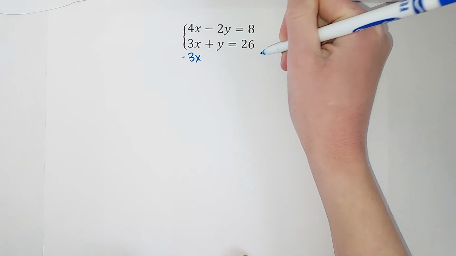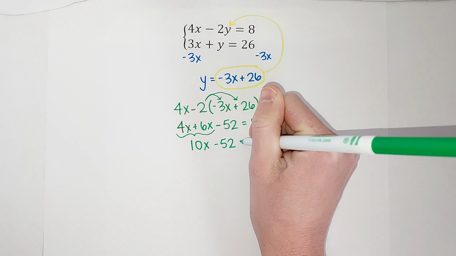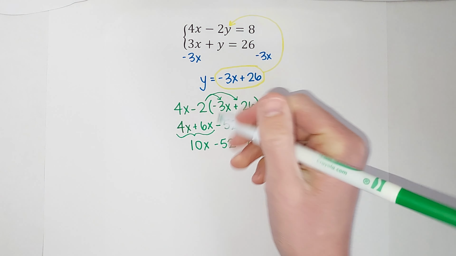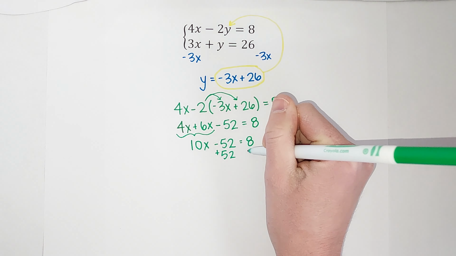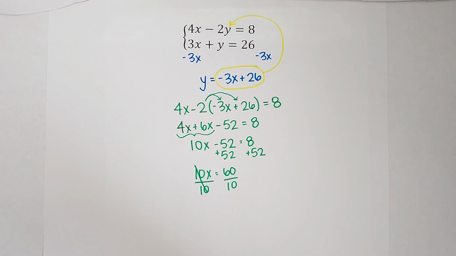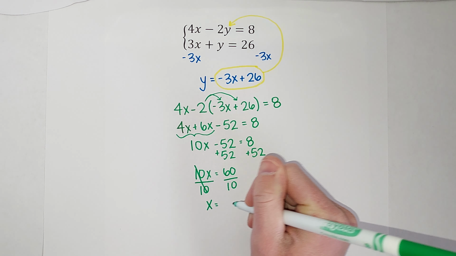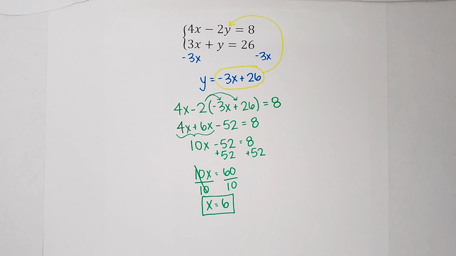Okay. We're going to keep simplifying down. So we're going to combine like terms. 4x plus 6x gives me 10x, right? We've still got minus 52 equals 8. My whole goal is to get x alone, right? So I'm going to add 52 to both sides. So I end up with 10x equals 8 plus 52 gives me 60. Oh, this is looking pretty nice. I'm going to divide that 10 off. So I end up with x equals 60 divided by 10 is 6. So I have my x, okay?